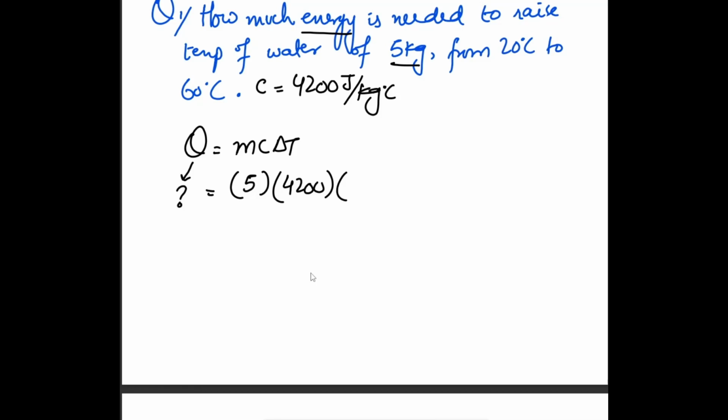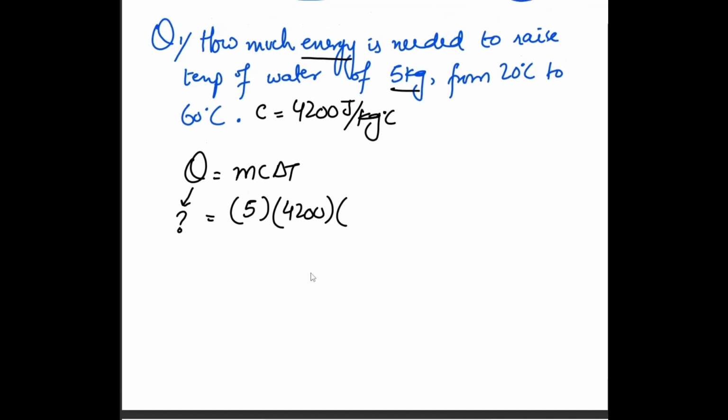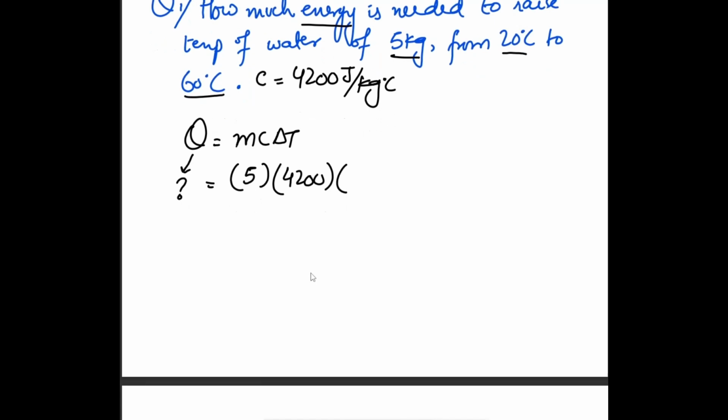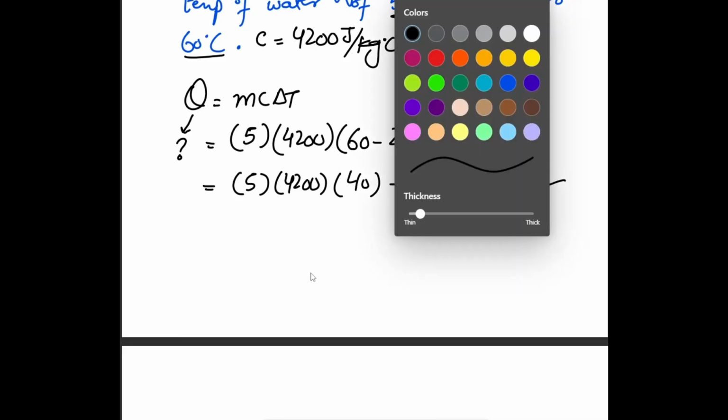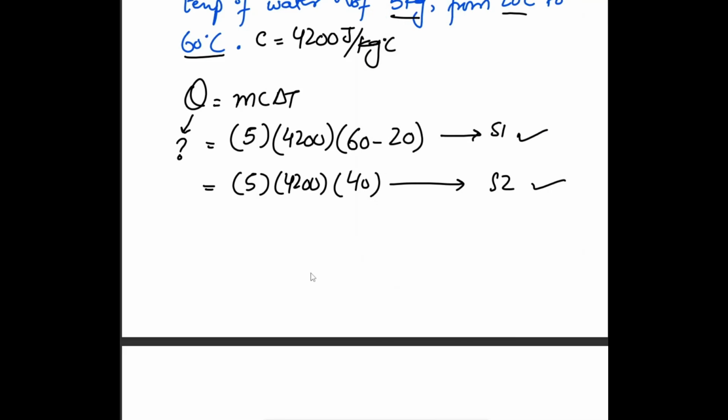And delta T. Now we have to be careful about this. It rises from 20 to 60, so my final temperature is 60 minus the initial temperature, that is 20. This is the approach of student 1. Another student, student 2, may have written this down directly as 5 into 4200 into 40. Both students will be considered correct, but I generally recommend writing it down in full form.